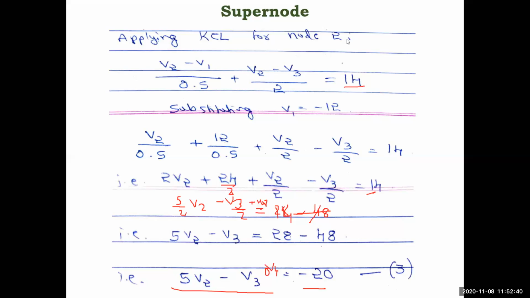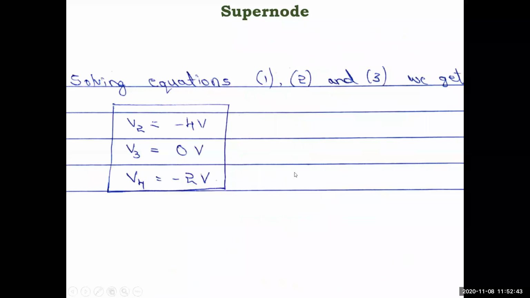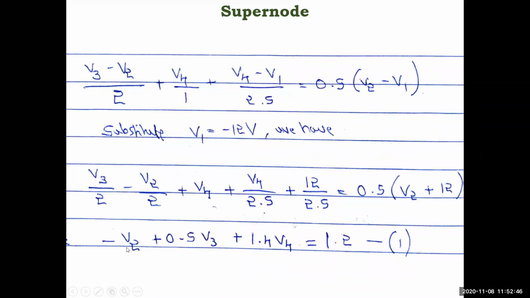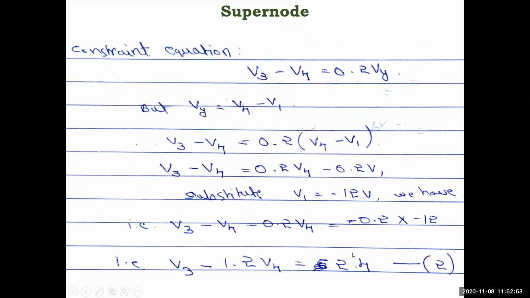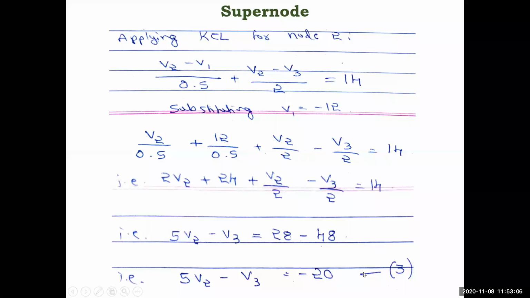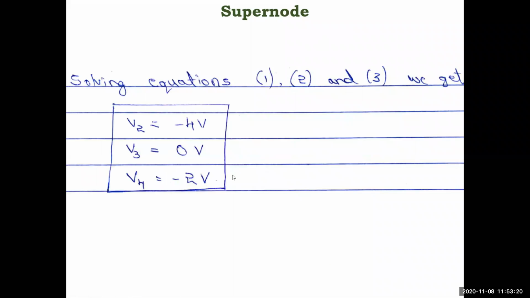So just substitute in the calculator equation mode, and you'll get the three answers. Okay, a1 is minus 1, b1 is 0.5, c1 is 1.4, and d1 is 1.2. Similarly the second equation: be careful, a2 is 0 here, the v2 term is not there, b2 is 1, c2 is minus 1.2, d2 is plus 2.4. Next the third equation: a3 is 5, b3 is minus 1, c3 is 0, because the v4 term is not there, then d3 is minus 20. Just click enter, and you will get the three voltage values. Just verify your answers: minus 4, 0 and 12 volt.